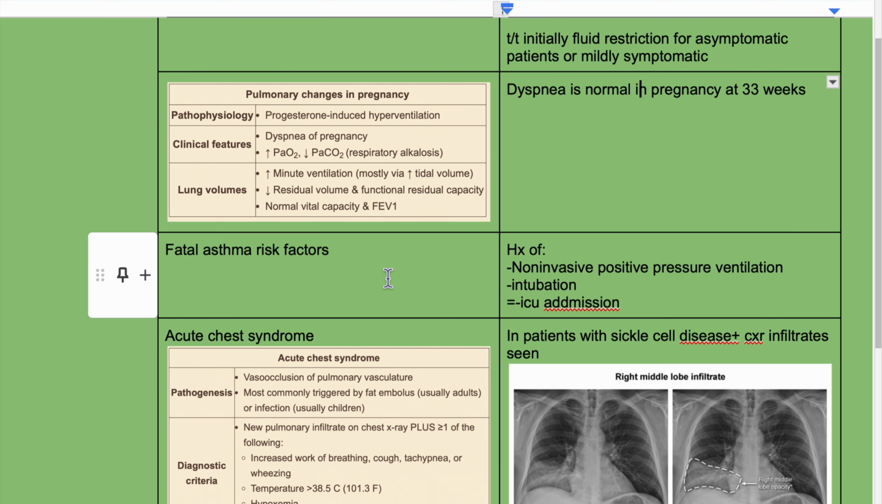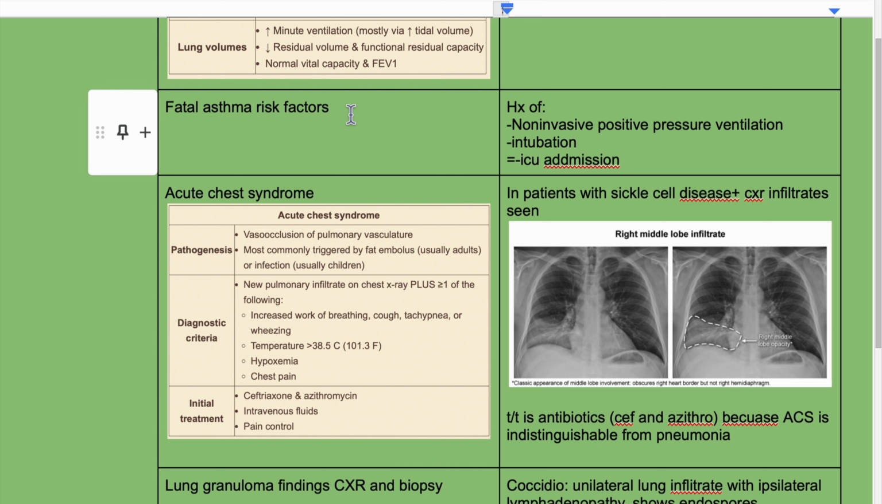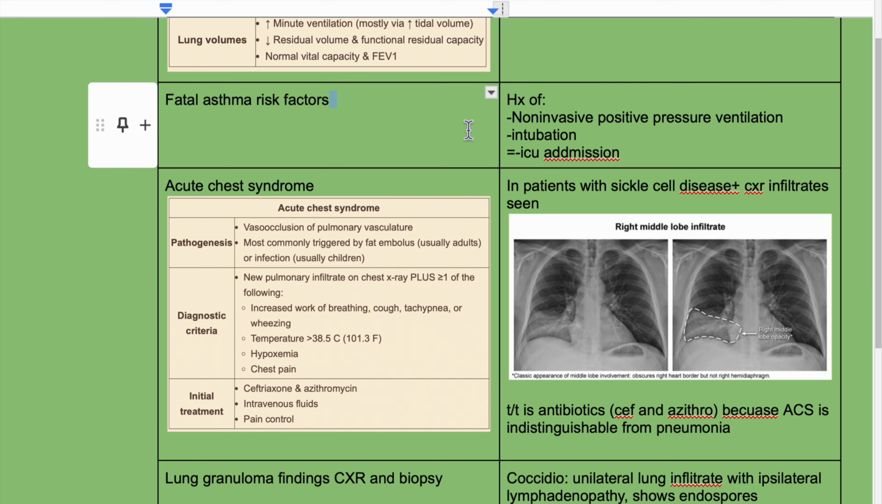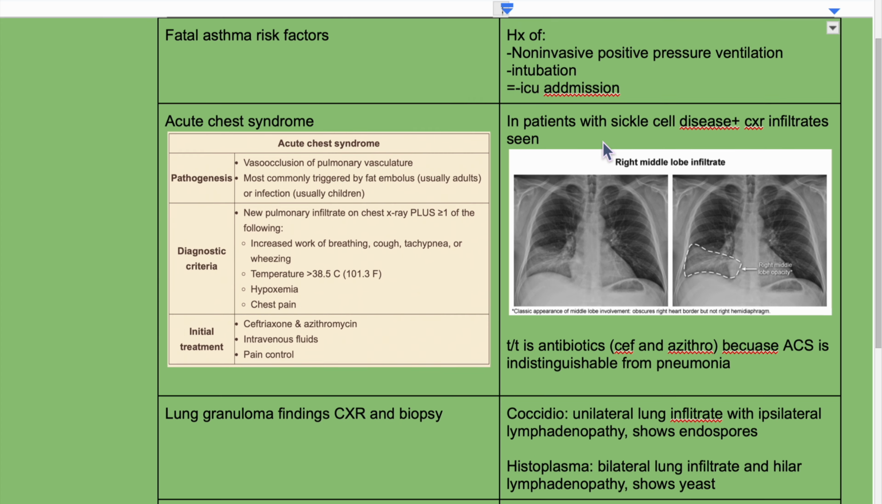Okay. Fatal asthma risk factors. There's a history of non-invasive positive pressure ventilation and intubation. So now you're going to go with ICU admission. Okay. Fatal asthma risk factors: these are the risk factors that they have already been put on ventilation. They have been intubated. Next thing is ICU admission.